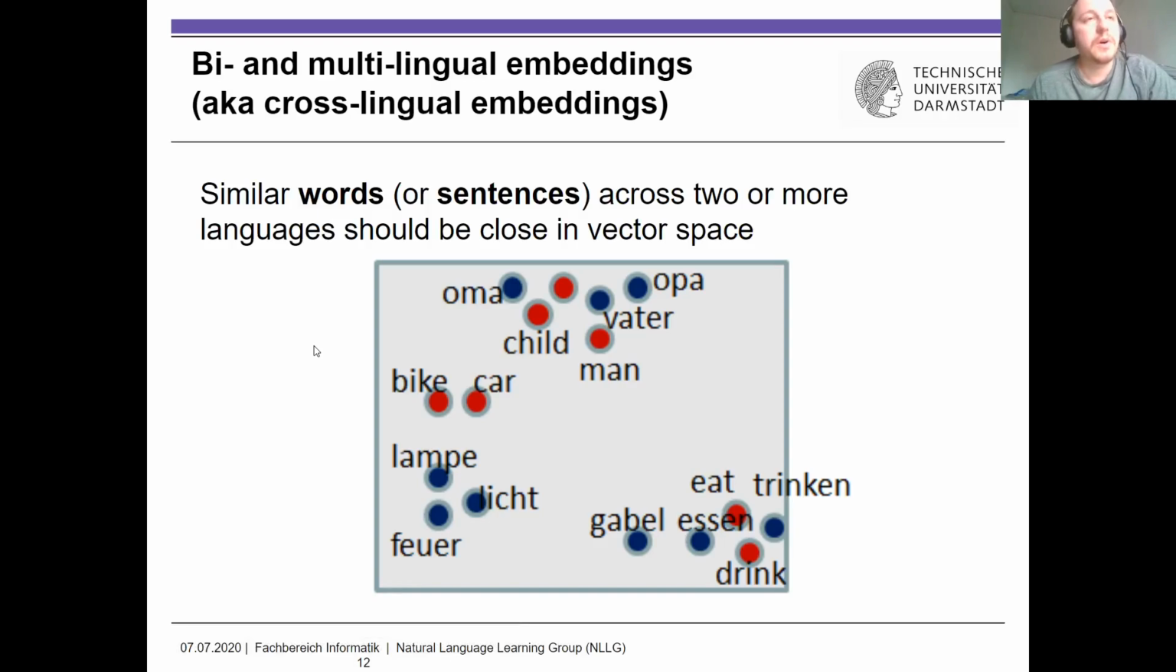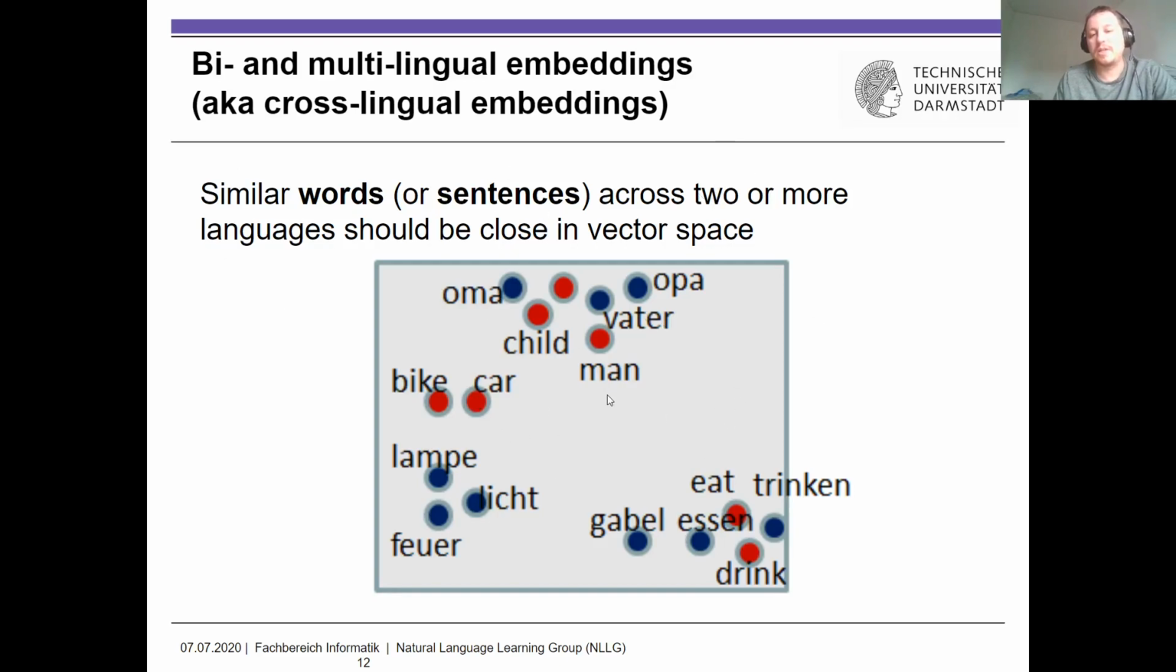Good, so this was all about embeddings. Let's quickly recapitulate what we know about bi- and multilingual embeddings, which are also known as cross-lingual embeddings. Here the idea is that similar words, or maybe similar language, depending on which linguistic hierarchy you are working on, across two or more languages should be close in the vector space.